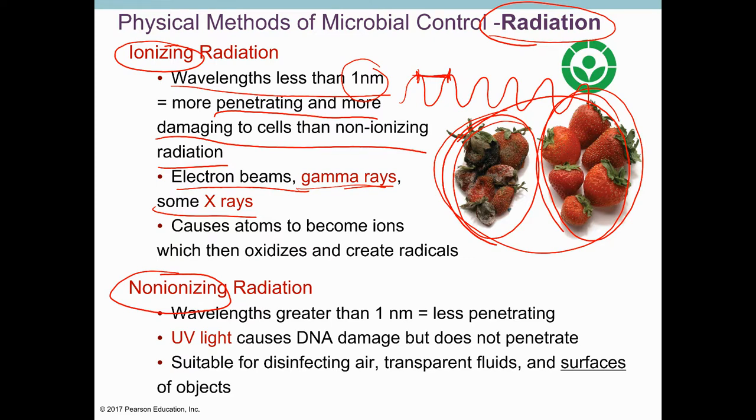Non-ionizing radiation is somewhat less penetrating. It can typically only hit surfaces. It won't pass through. It won't penetrate into the object. And so UV is a good example of this. It does not penetrate. So UV is good for disinfecting air, something that is clear or transparent, or things that are surfaces, but it cannot penetrate through them. So if you need something that's really penetrating, you would choose maybe X-rays or gamma rays. If something that's not penetrating is sufficient, then you could choose UV light as a source of radiation.